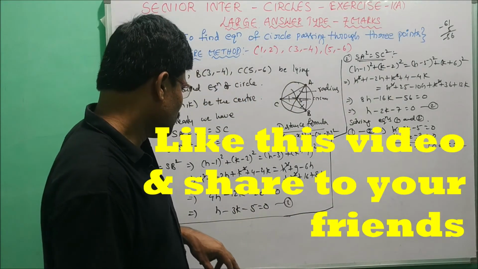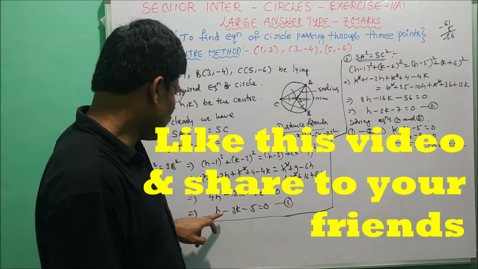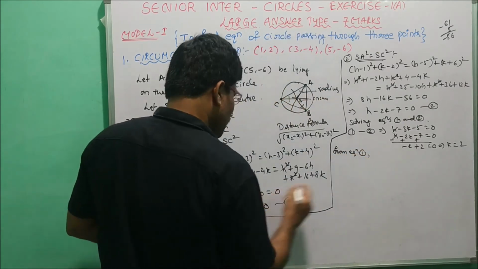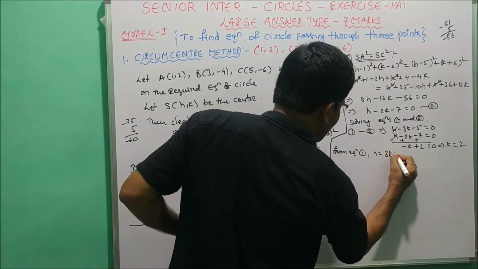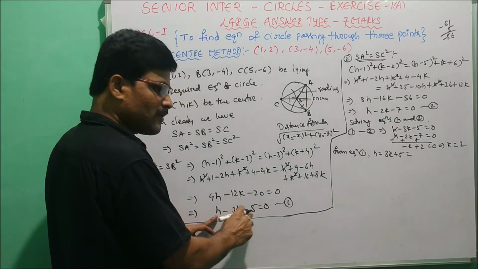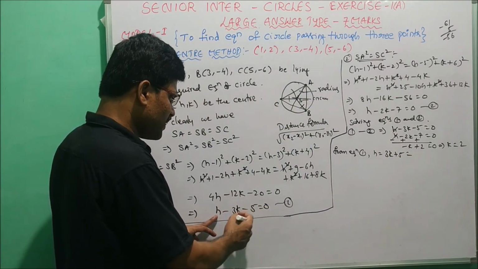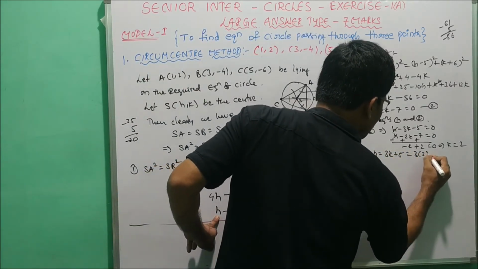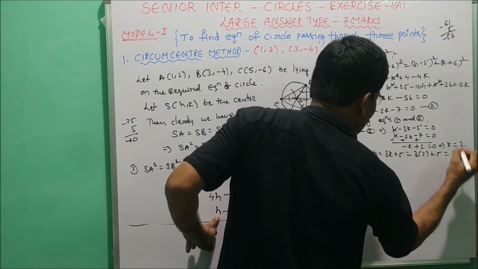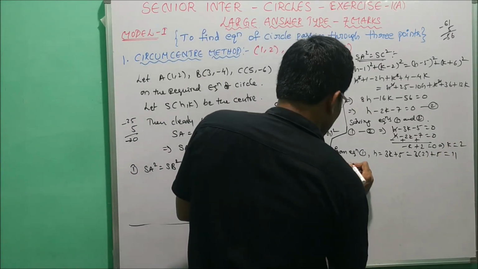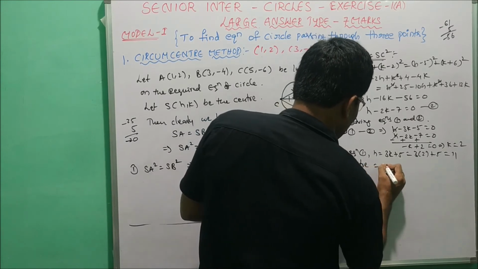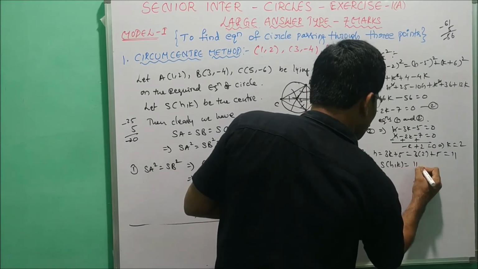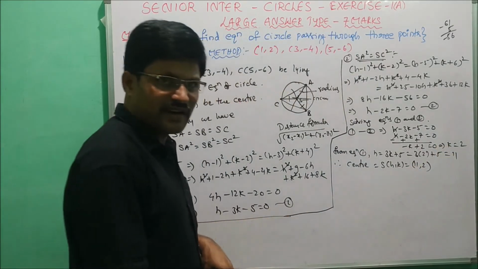Now using k equals 2, we get the h value from equation 1. Here we write h equal to 3k plus 5, from h minus 3k minus 5 equals 0, taking minus 3k minus 5 to the right side. So 3 into 2 plus 5, this is 6 plus 5 is 11. Therefore the center of the circle S(h, k) equals (11, 2). This is the center.